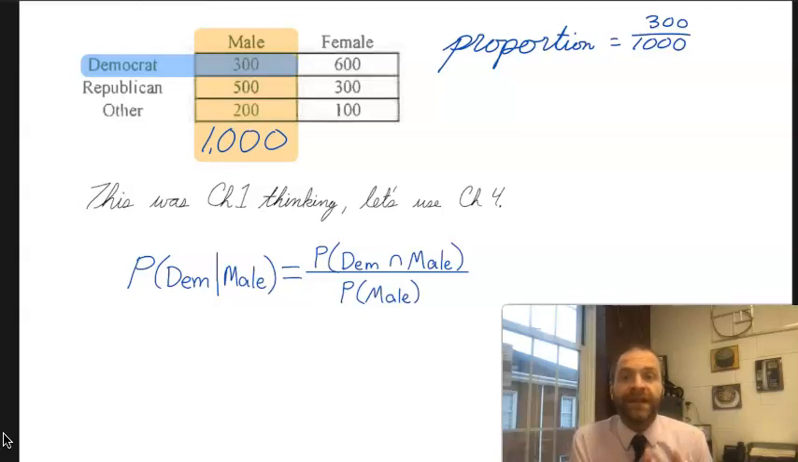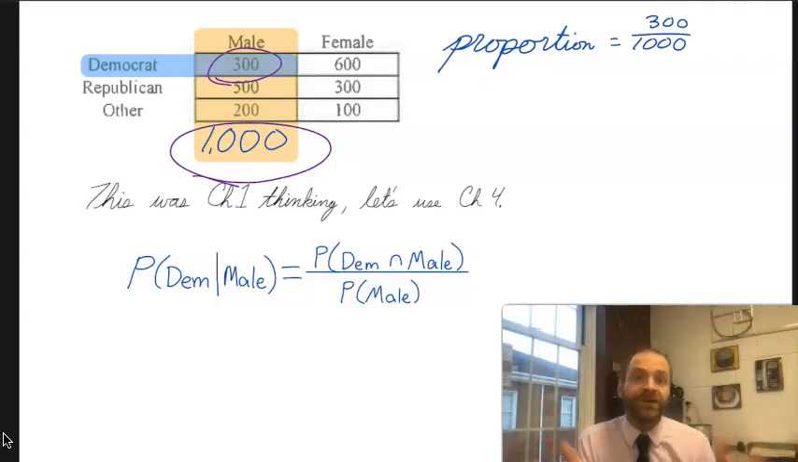So that's looking at the intersection of Democrats and males. You see how that's 300? If I look at the intersection, that's over all the males, 1,000. So I can use that to help me out as well. Even though it's a chapter 1 question, conditional distributions from chapter 1 relate to conditional probability in chapter 4. So I could have approached this from a chapter 4 perspective as well.